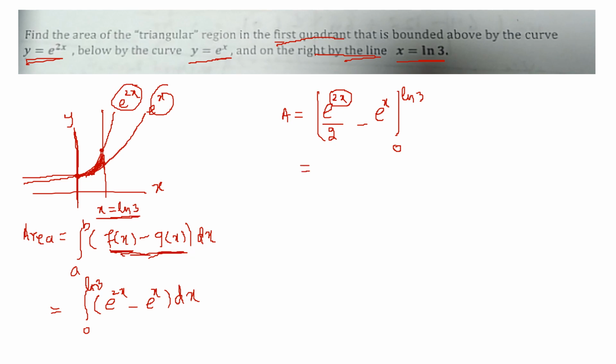Let's put in the limits of integration. The upper limit is ln of 3, so this term becomes e raised to the power 2 ln of 3, divided by 2, minus e raised to the power ln of 3. Then, minus the lower limit, which is 0: e to the 0 is 1, so this is 1 over 2, minus e to the 0, which here becomes 1.